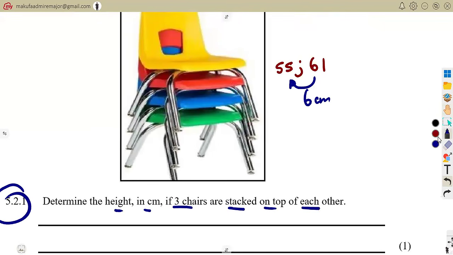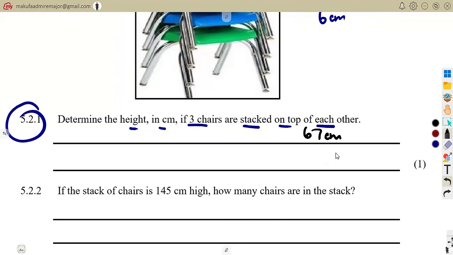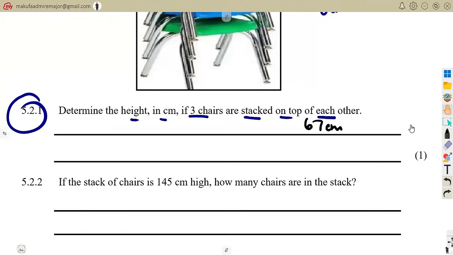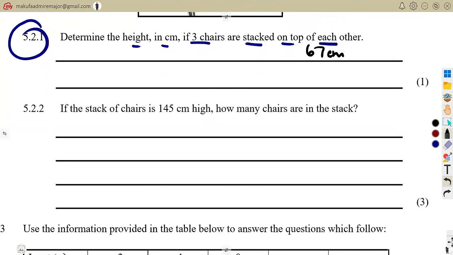So if there's a difference of 6, it means the third one here must also have a difference of 6. So you just have to add a 6. So 61 plus 6 is what? Is 67. So the height that we are going to realize there is going to be 67 centimeters. So it's a linear pattern that we are actually having there.